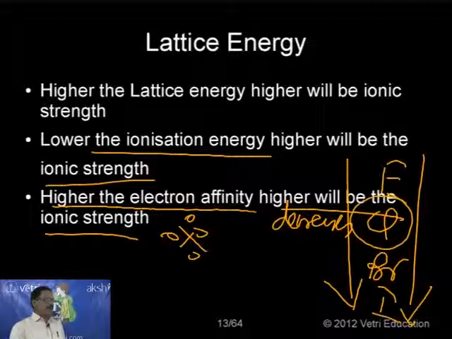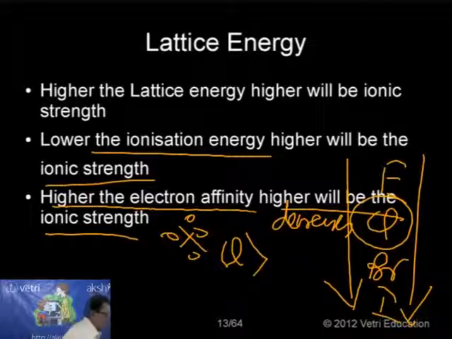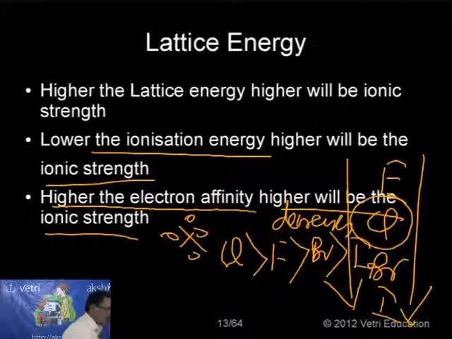I have already explained the reason in the last class: that is due to size. So in this case, the order will be: chlorine has more electron affinity than fluorine, which has more electron affinity than bromine and then iodine. This is the order.